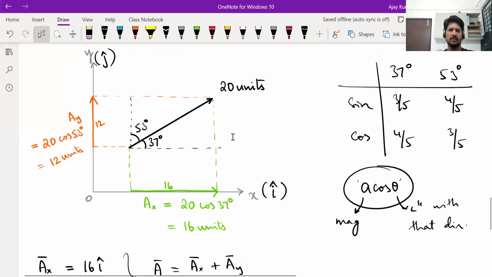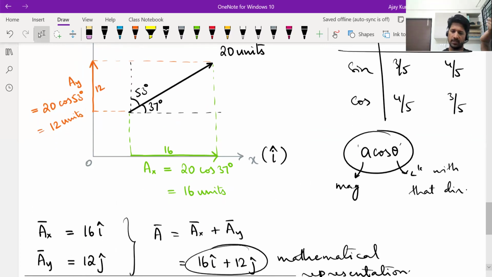Okay, hope this is clear to all of you. Just look at this diagram once again. Just recollect how we calculated the lengths of those components, then how we wrote them mathematically in terms of I cap, j cap, then how we are finally able to write the complete vector in terms of I cap, j cap. Okay, just look at it once, then we'll solve problems like this.